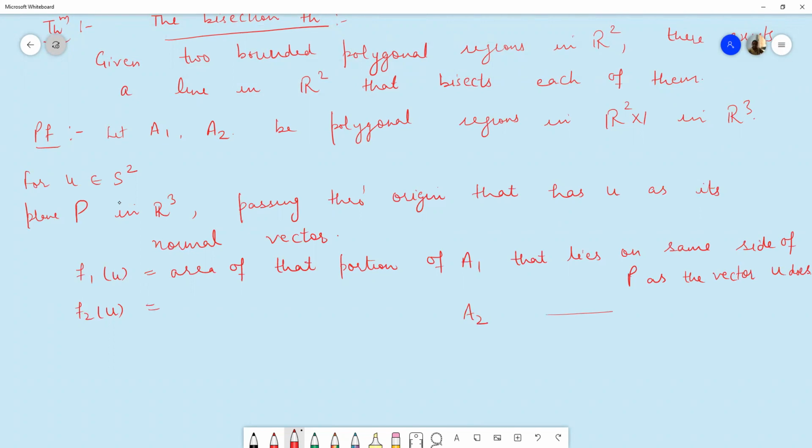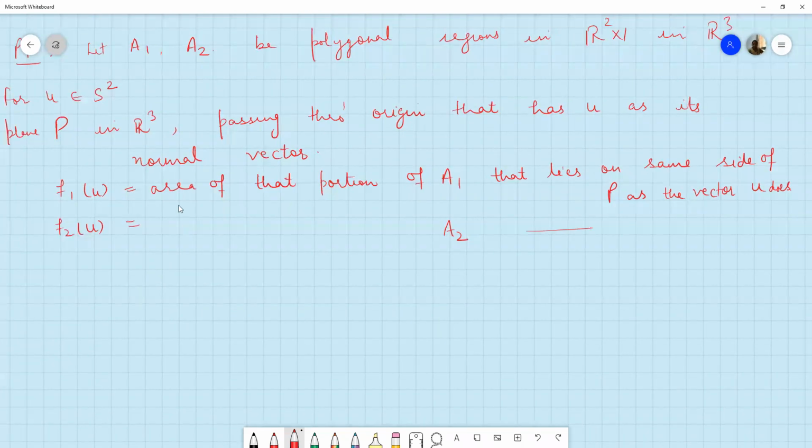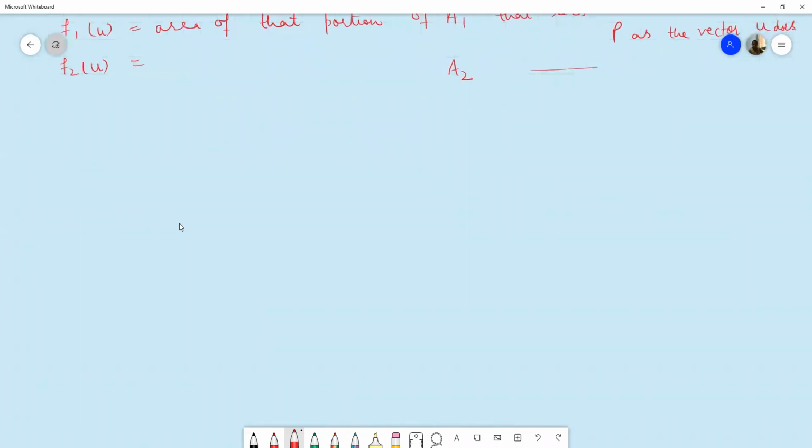Now we can see that U is any point of S2. So if this U is unit vector K, then what is F1U? This is the whole area A1. Because if we take U equal to K, then the plane P, which passes through the origin and which has its normal vector K, is just the xy plane.